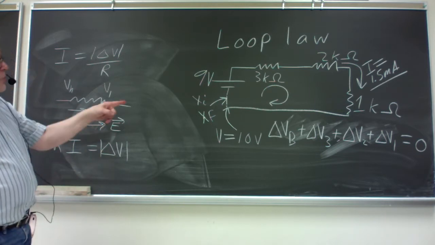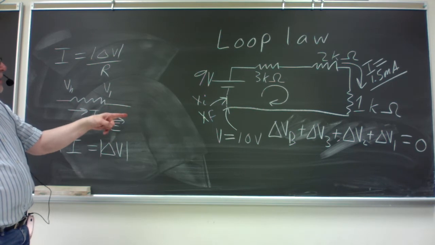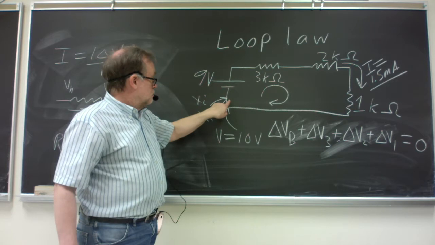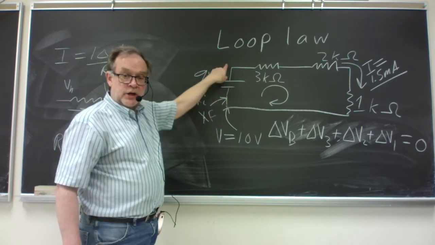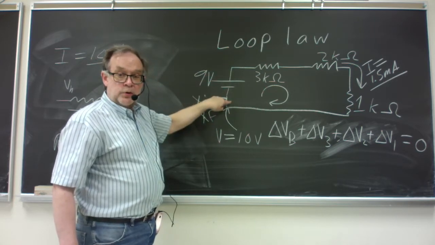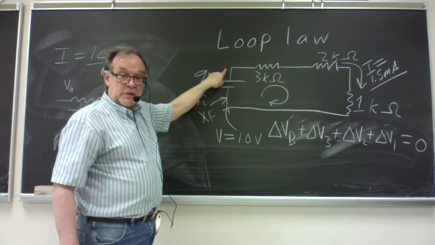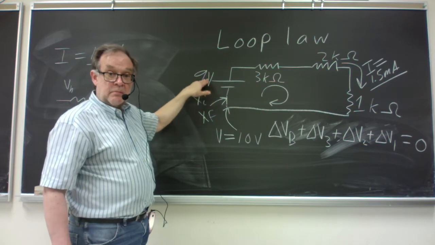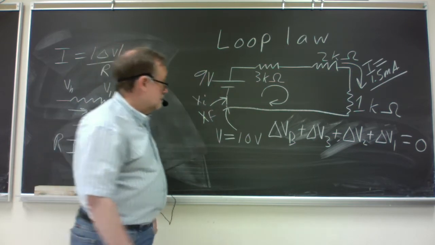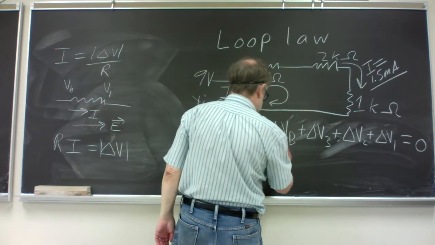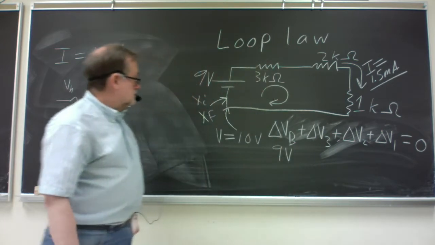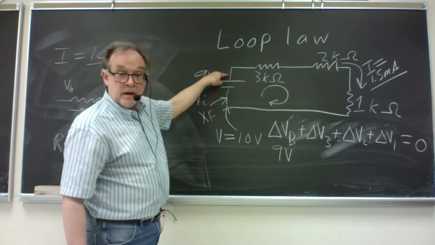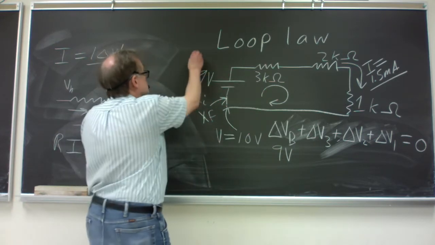So what are the total potential changes here? Remember, we're starting here, then we go from here to here. You go from the low potential side to the high potential side of the battery. The potential increases by 9 volts. So if the potential was 10 volts here, now here it's 19 volts.